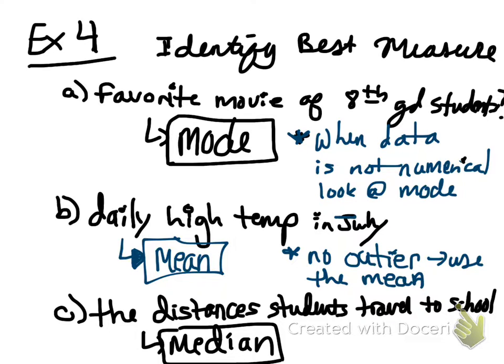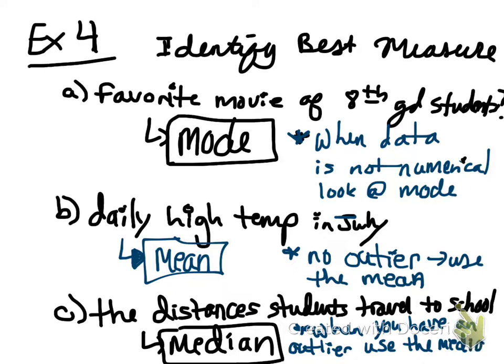And if you have numbers, we don't necessarily just need to glance at the mode. It would be more accurate to look at the median. What's the middle number that students are driving from school? So when you have a number that's way different than other numbers, when you have an outlier, use the median. The outlier is going to affect the mean, but it won't affect the median.